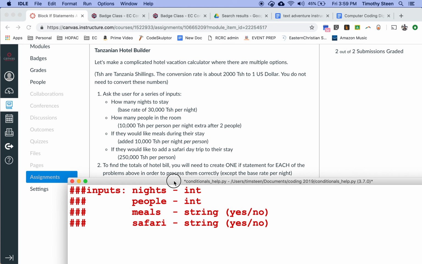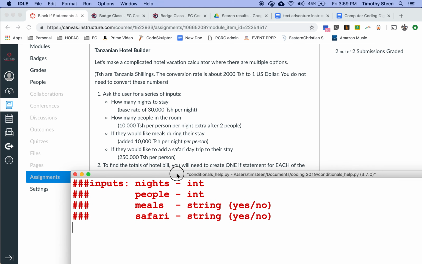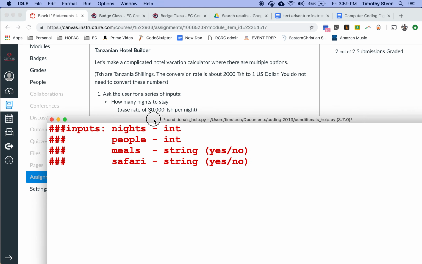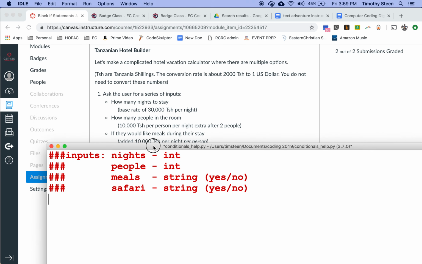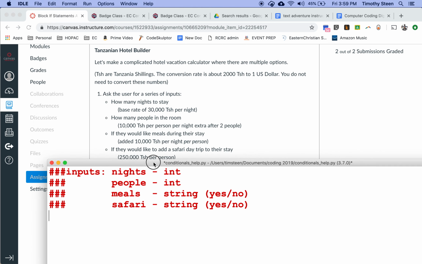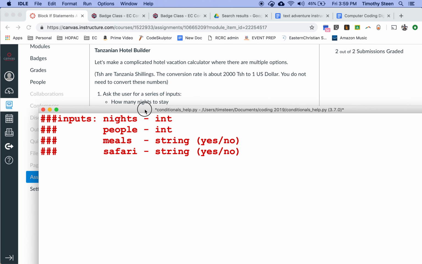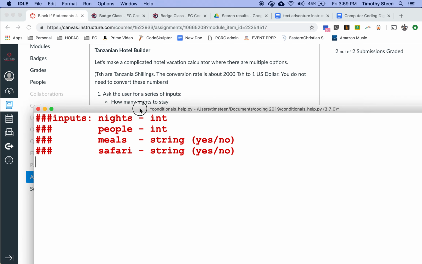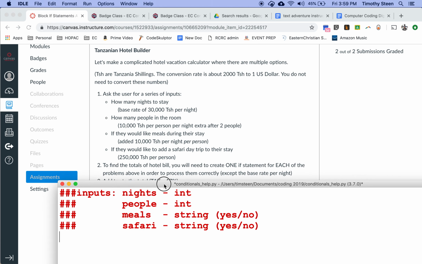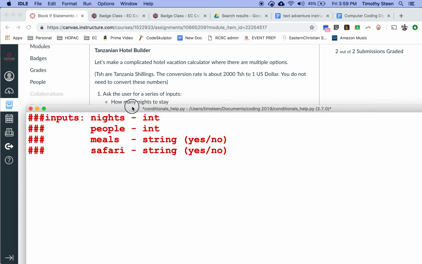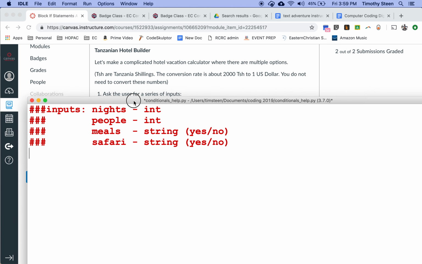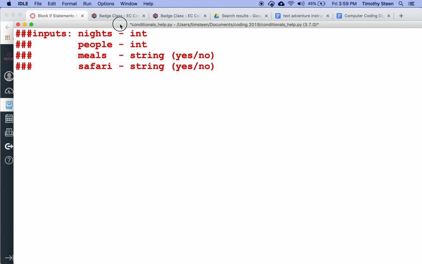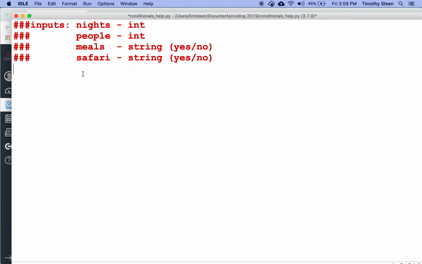So now it says you're going to create one if statement for each of the problems above. So how many nights, how many people, if they would like meals, and if they would like a safari. Well, that's a little bit of a lie. I have to think about how to write that. So if you're looking at this and it doesn't say this anymore, it's because I fixed it. But you don't need an if statement for how many nights. Nights is just nights. So that's the easy one. Let's just think through each of these.